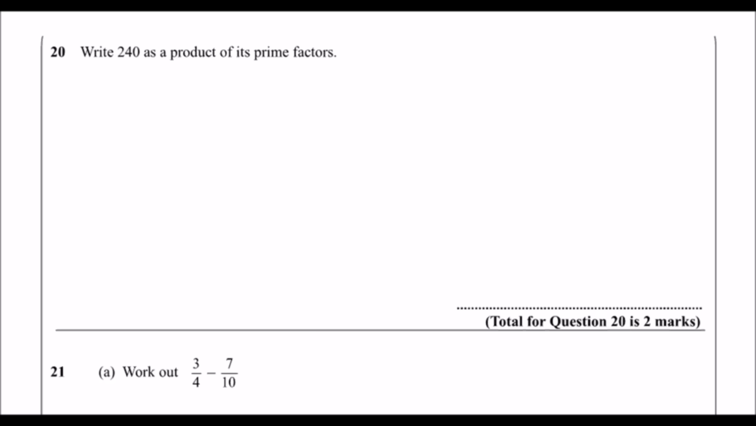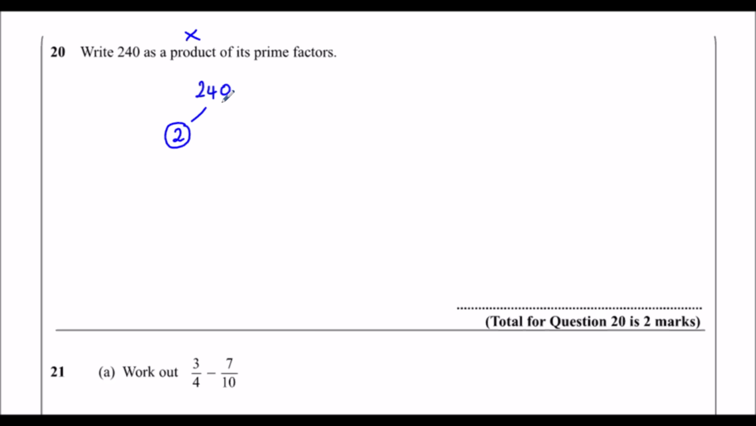Question 20. Write 240 as a product of its prime factors. So product is a word that means multiplied. So write 240 as prime factors, prime numbers, multiplied together. To do that, we can break the 240 down. So what two numbers multiplied to make 240? It doesn't matter which ones we pick. I usually just start with 2.